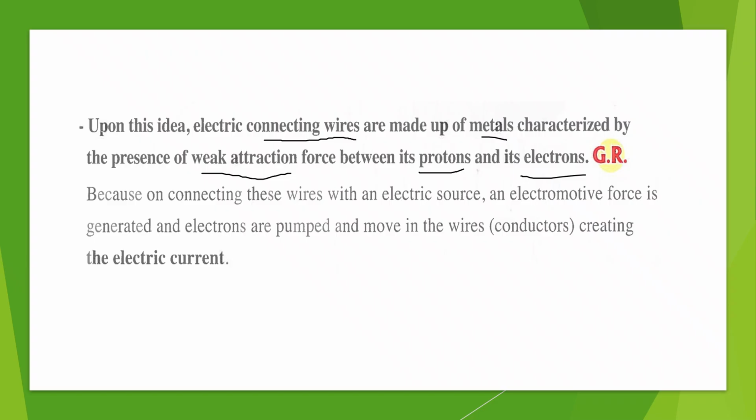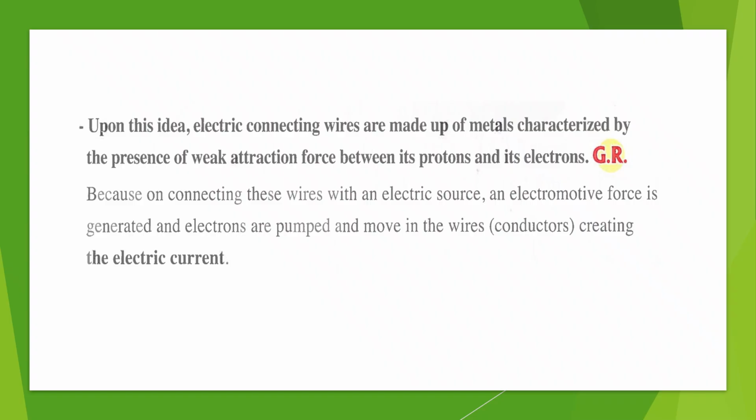So, by connecting these wires with an electric source, what will happen? There will be a force called the electromotive force. The electromotive force is just like a pushing force. This force is generated and the electrons are pumped or pushed to move in the wires, creating the electric current. So the free electrons of metals can flow through the conductor when we connect them to an electric source.